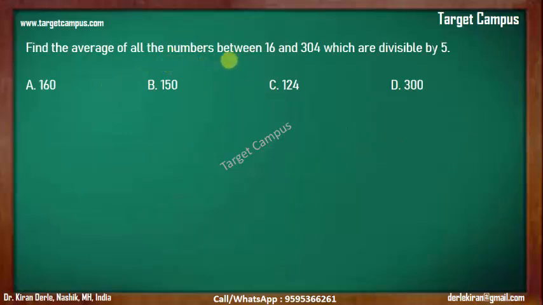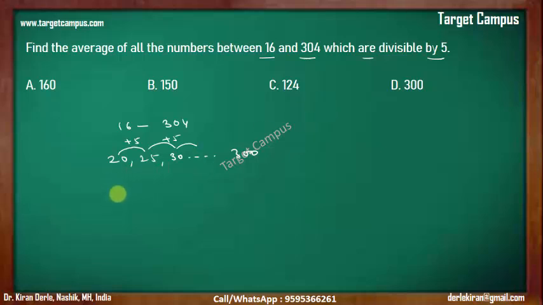Find the average of all the numbers between 16 and 304 which are divisible by 5. Let's see. Which are divisible by 5? Which is the first term in this range? We are given a range of 16 to 304, right? And the number should be divisible by 5. Which is the first number which is divisible? 20. Next number 25. Next number 30. What will be the last number? That is 300, right? If we observe, what is the difference here? Plus 5. What is the difference here? Plus 5, right?